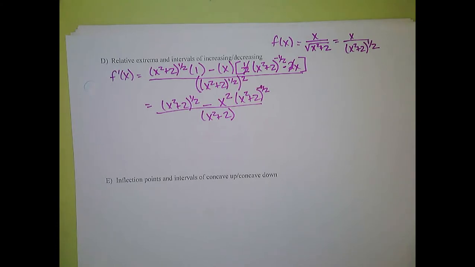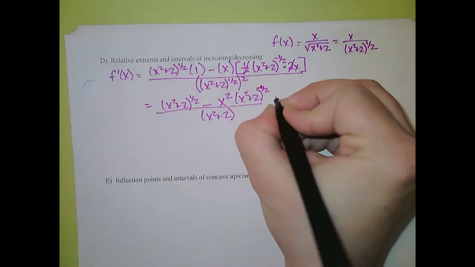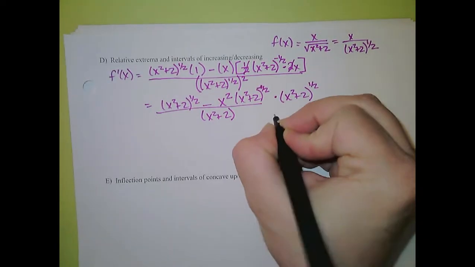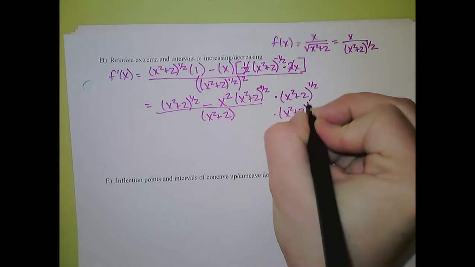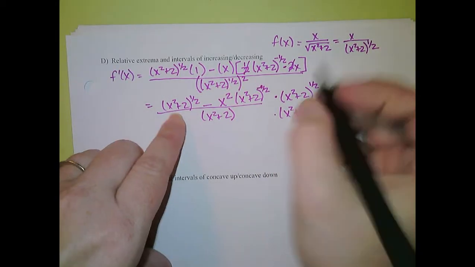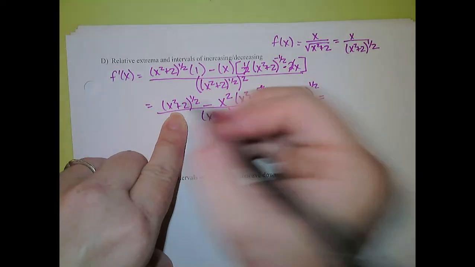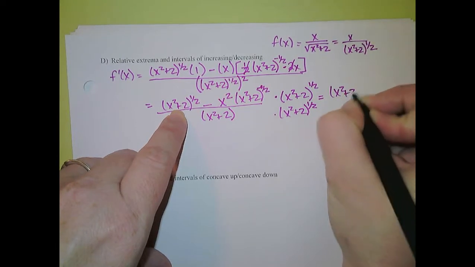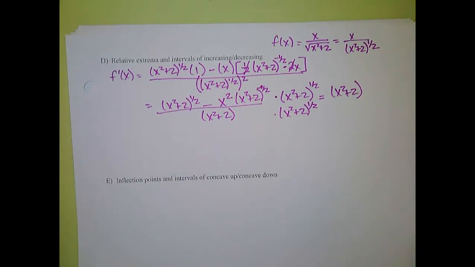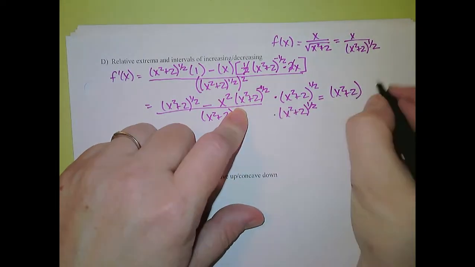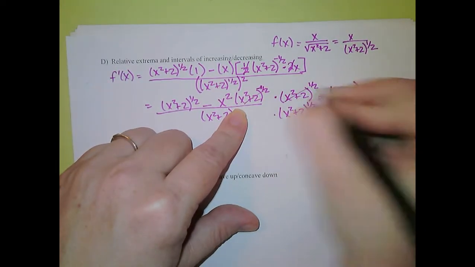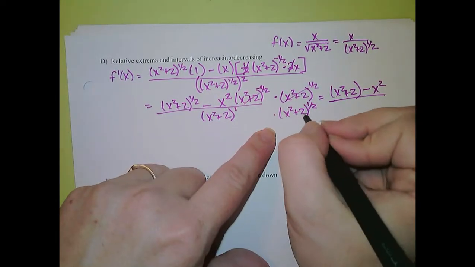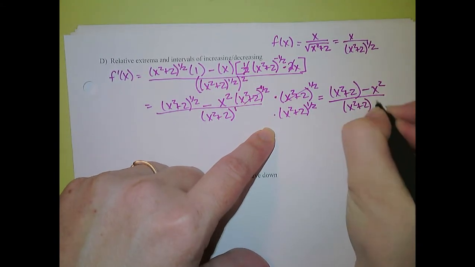And to get rid of that negative exponent, we're going to multiply by its conjugate, x squared plus 2 to the positive 1/2, both on top and on bottom. If I distribute this x squared plus 2 to the 1/2 power to both terms, I have x squared plus 2 to the 1/2 times x squared plus 2 to the 1/2 gives me x squared plus 2 to the 2/2, or to the first. Here, when I distribute it, those two would cancel, and I just have minus x squared. On the bottom, I have x squared plus 2 to the first times x squared plus 2 to the 1/2, which is going to give me x squared plus 2 to the 3/2.